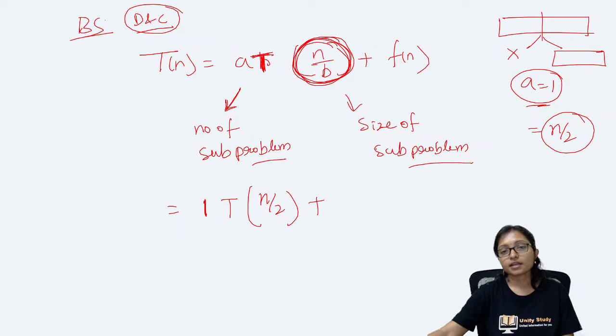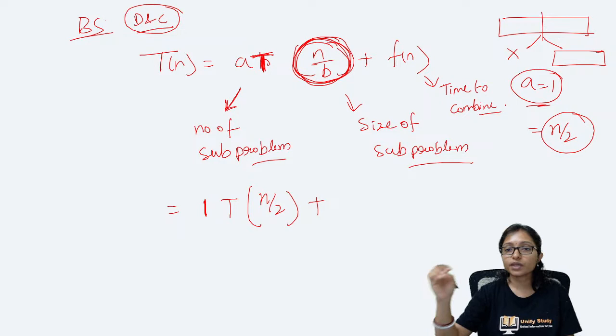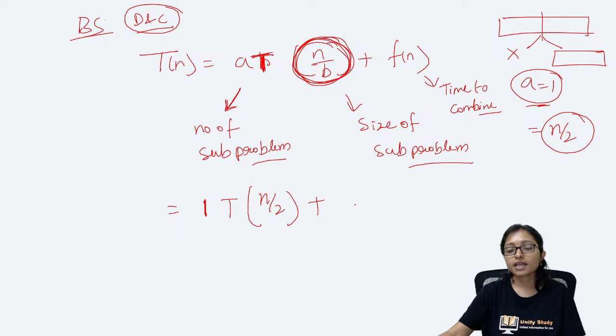Plus, there is the time to conquer and the time to combine. There is no combining part, because in binary search we are not doing any combining. That's why we can write this one as constant.